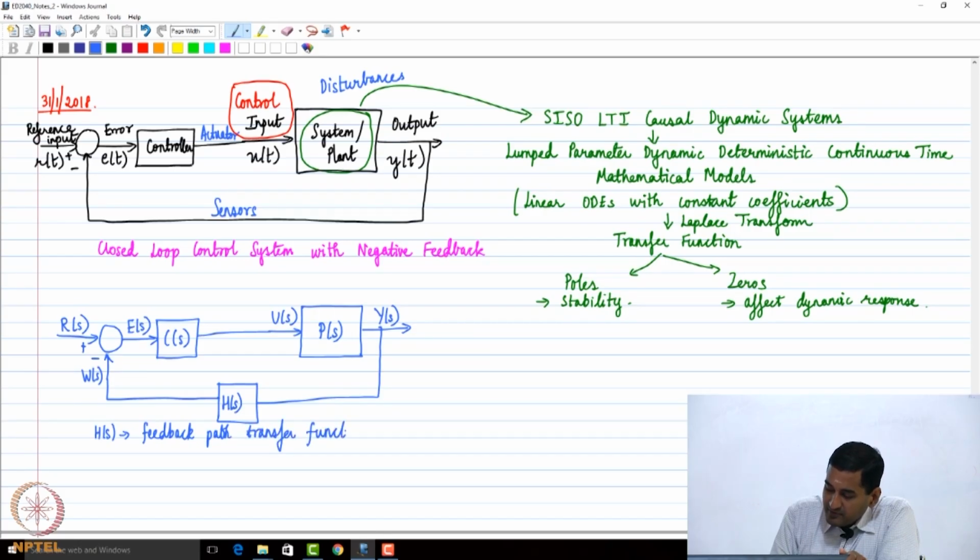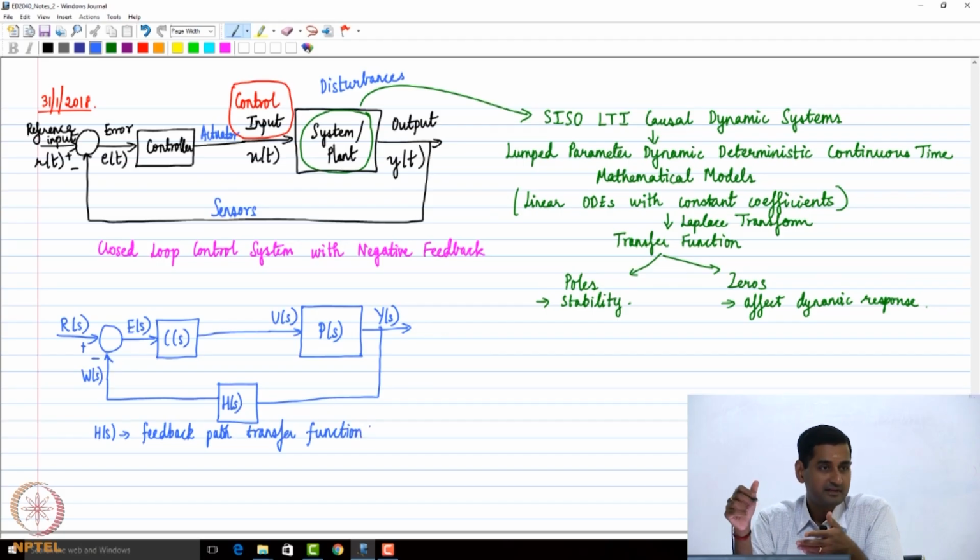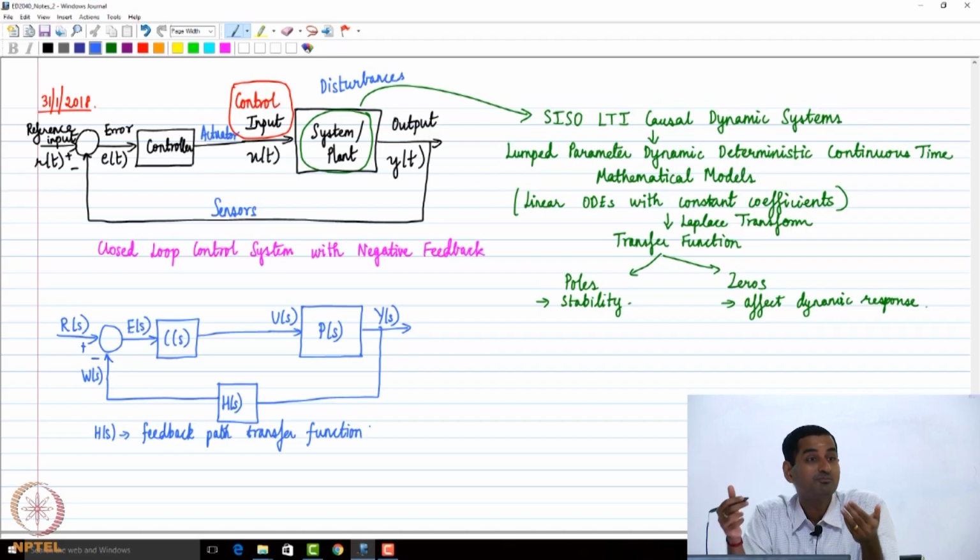Let me give you an example. Let us say I have a system, and I have some sensor to measure the output. Let's say the sensor signal is noisy. Before feeding it back, I may put a low pass filter. The low pass filter may have some transfer function that I embed as H of S, if it's important. The question we need to ask ourselves is whether it is important for us to consider. Then we put it in.